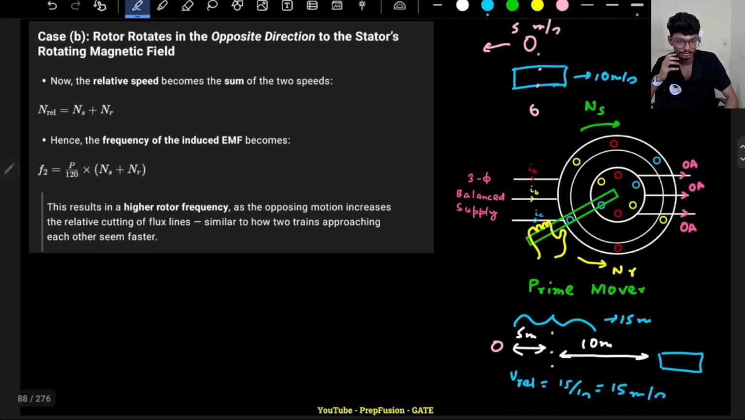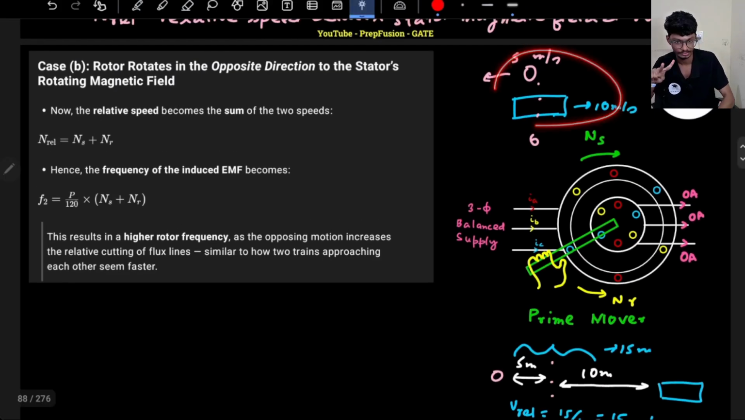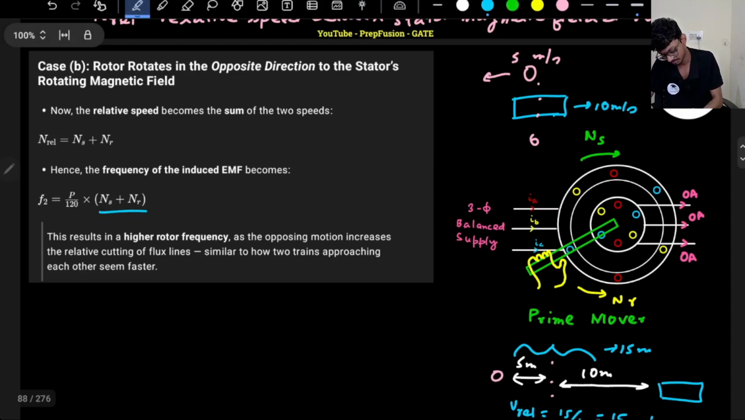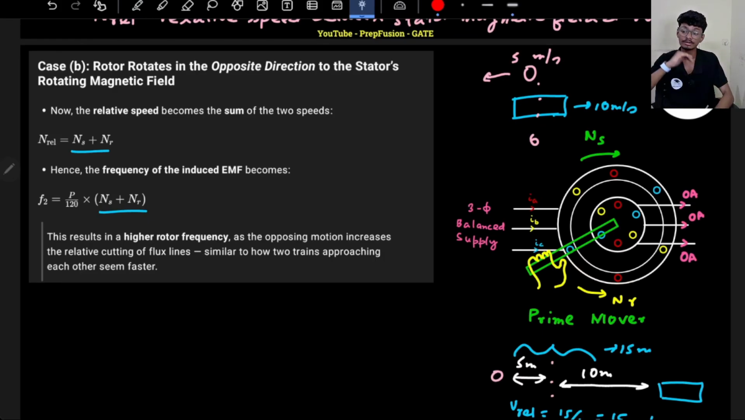That is the relative speed of the rotor and stator. So that's why we add the speeds, we do not subtract. N relative will be ns plus nr because they are moving in the opposite direction, so they will cross each other more number of times, because this is a circle, not a linear motion. They will reach each other much faster. If both moved in the same direction, the cutting would not have happened so often. Now as they are moving in the opposite direction, the cutting will happen more often. That's why there is more flux to cut, and that's why the frequency is higher. I hope this point is clear to you guys.